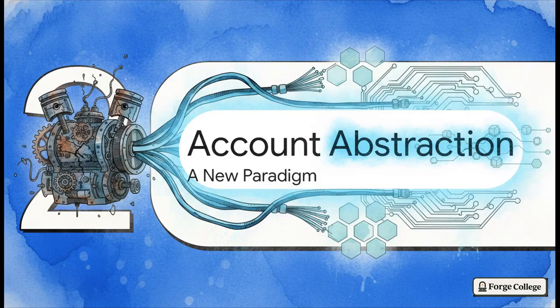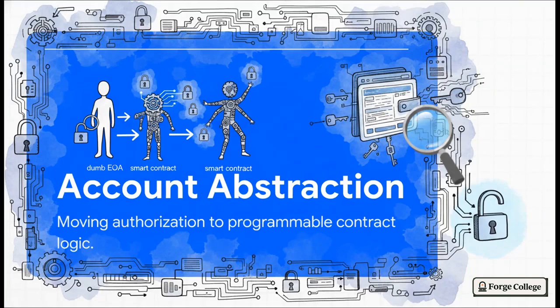Moving right along to Section 2, what is account abstraction? A new paradigm. To fix the vulnerabilities of that old engine, we can't just slap a patch on it, right? We need to rewire the system completely. Account abstraction is simply the design approach that collapses that strict distinction between dumb EOAs and smart contracts. Basically, it means moving the authorization and the policy away from a fixed, unchangeable private key and putting it directly into programmable contract logic. It essentially turns your wallet into a programmable actor.